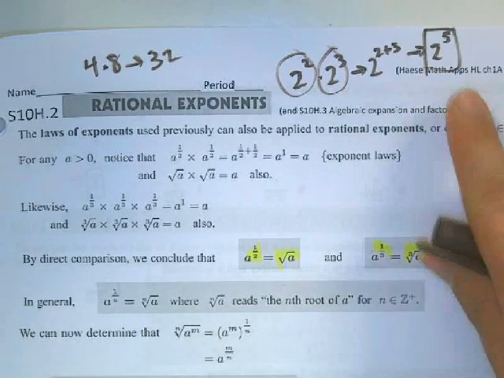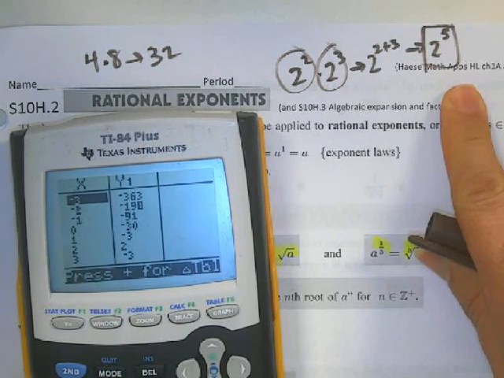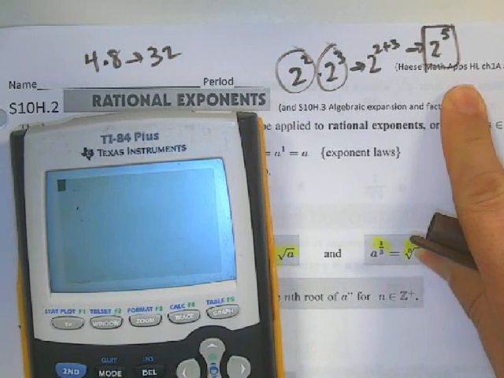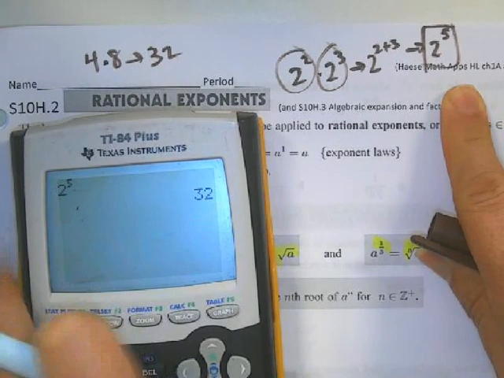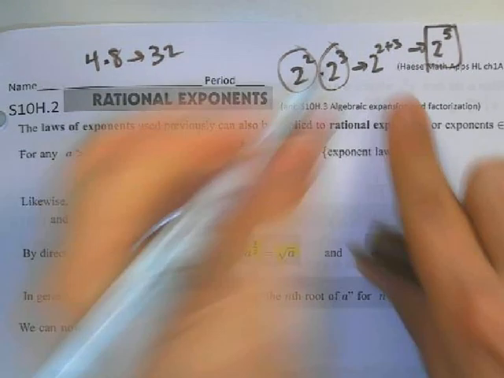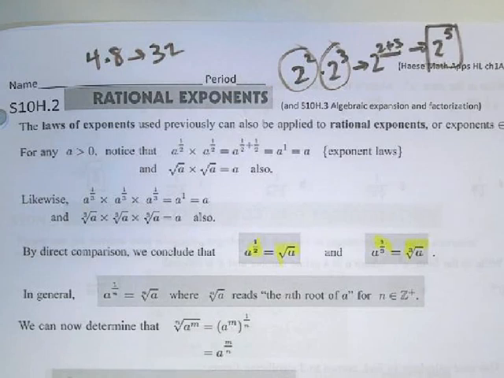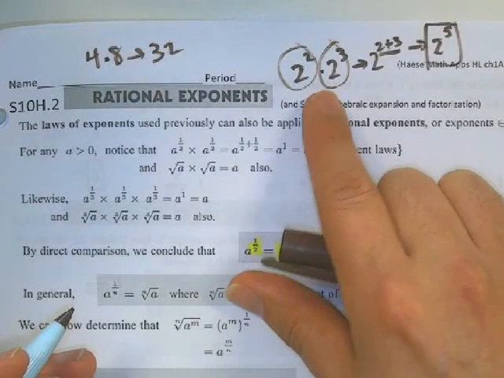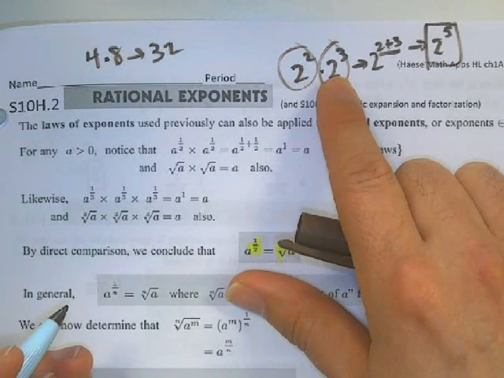And what is 2 to the 5th power? 2 to the power 5 is also 32. So the laws say that if I've got a number to a certain power times that same number to a certain power, you just add the exponents.